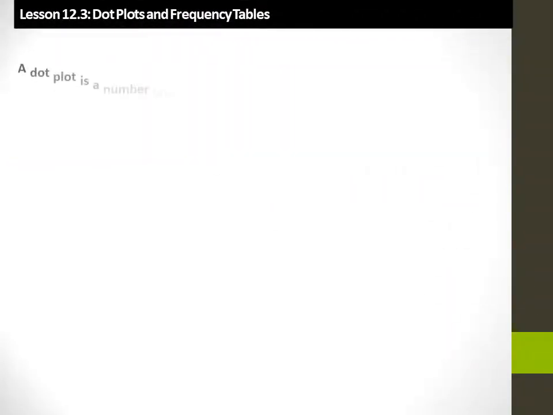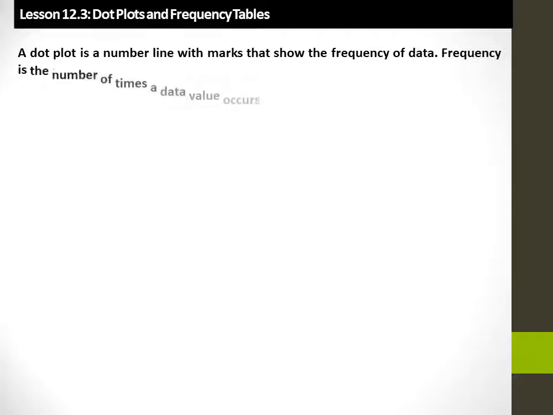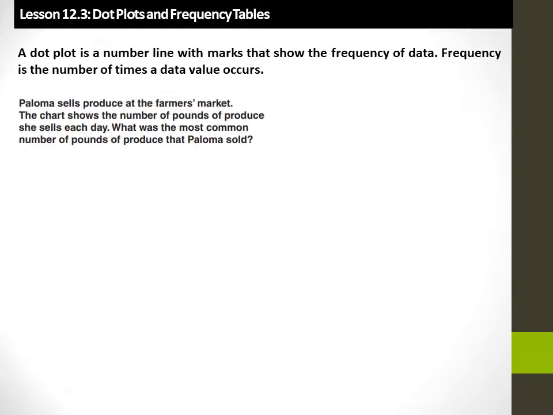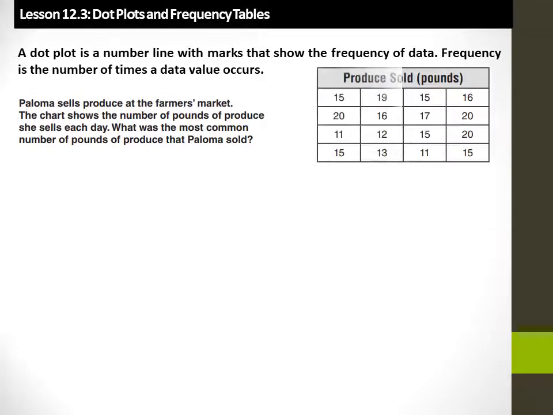Dot plots and frequency tables. A dot plot is a number line with marks that show the frequency of data. Frequency is the number of times the data value occurs. Paloma sells produce at the farmer's market. The chart shows the number of pounds of produce she sells each day. What was the most common number of pounds of produce that Paloma sold?